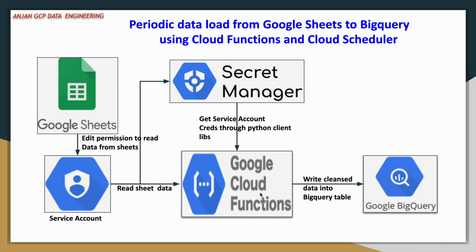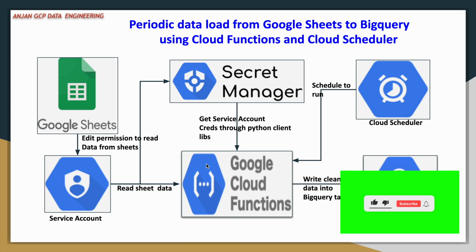Then in the Cloud Functions code, we are going to write a Python logic. We will use the Secret Manager Python client libraries to download that secret, meaning the service account credentials, into this code, and authenticate the service account. Then we'll load the data into BigQuery, again using Pandas and the BigQuery API. Finally, we are going to schedule this entire pipeline using Cloud Scheduler to run at scheduled time intervals.